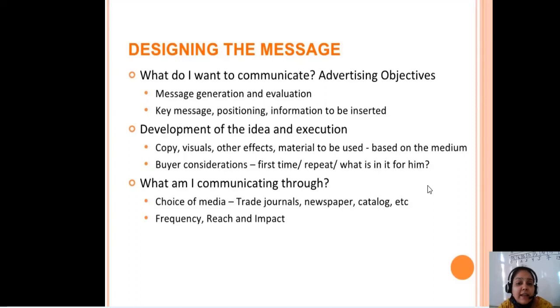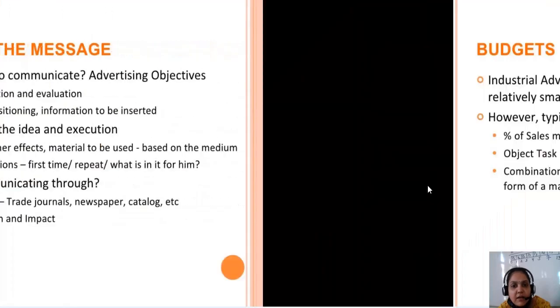You have to design the message, which means what you want to communicate. You have to design it in such a way, dear student, that it should be meaningful, in meaningful scenarios. Okay, you have to build your particular ideas and execute them properly. And you need to understand what I am communicating, what I need to communicate, and what I will be using for the communication so far.